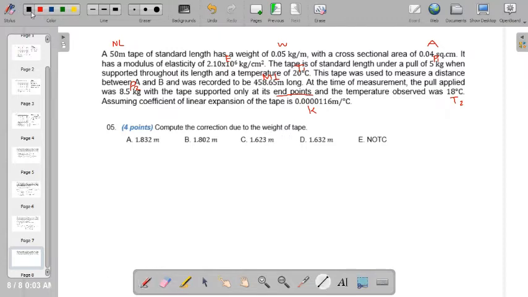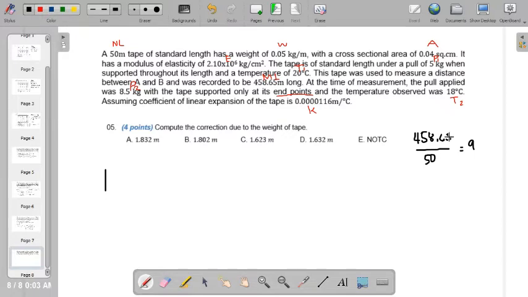Now, let's say this is your tape. First, let's try to see how many times you are going to pull the 50-meter tape. For 458.65, to know that, you have to divide it by 50. And that is 9 times. The 10th time is 8.65 only. So you actually stretch 10 times.